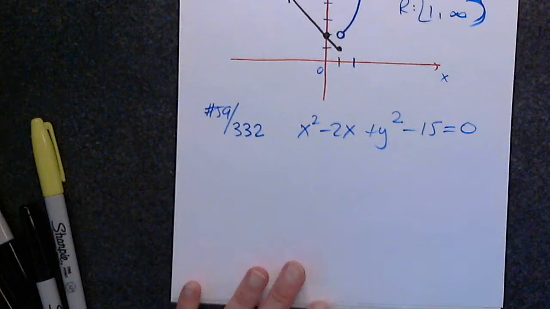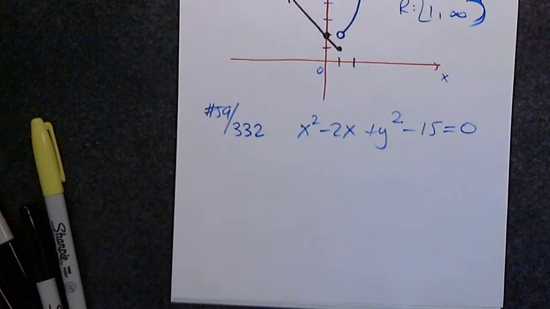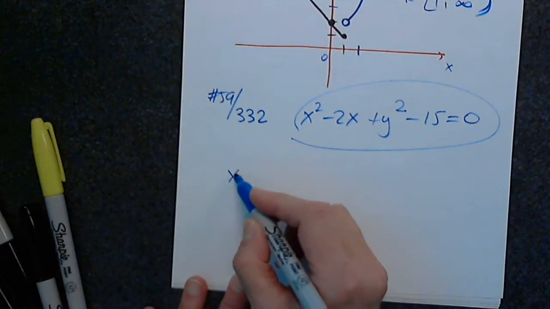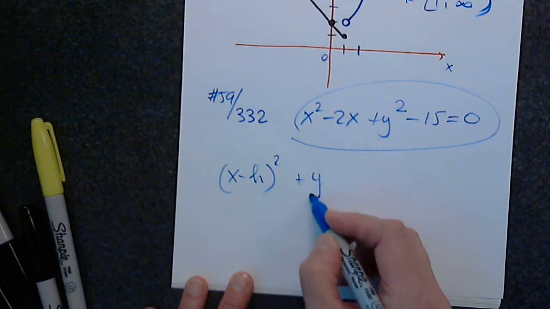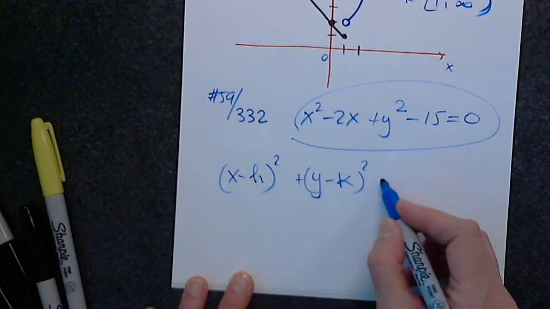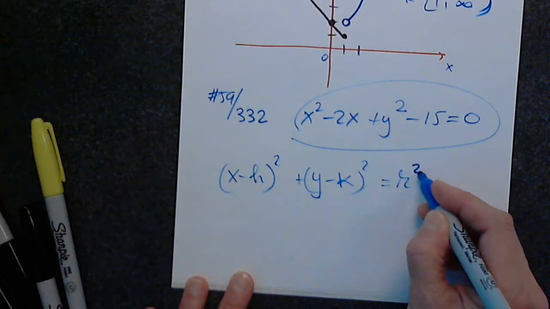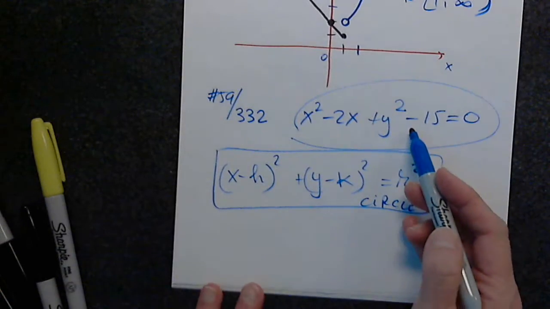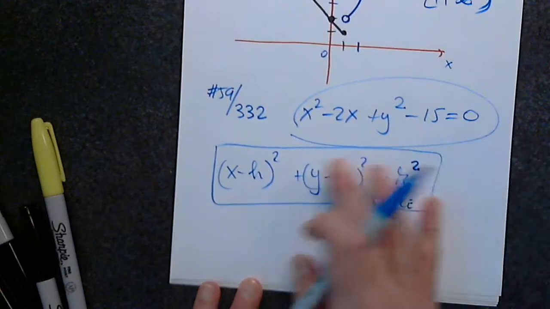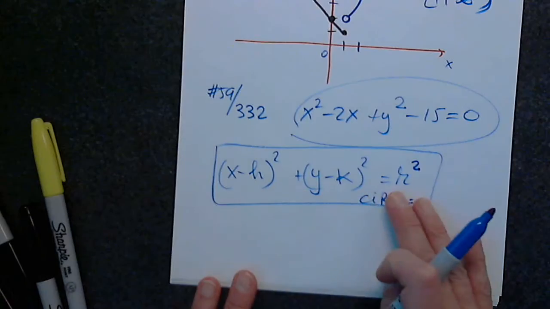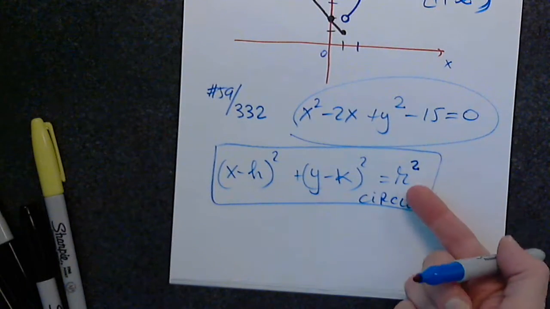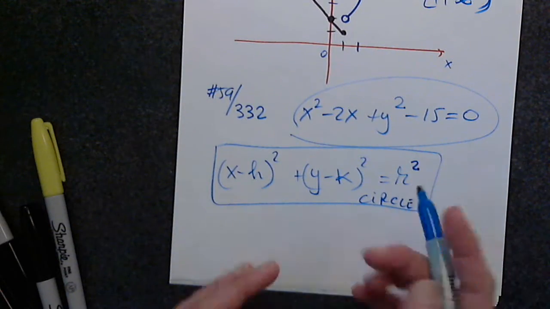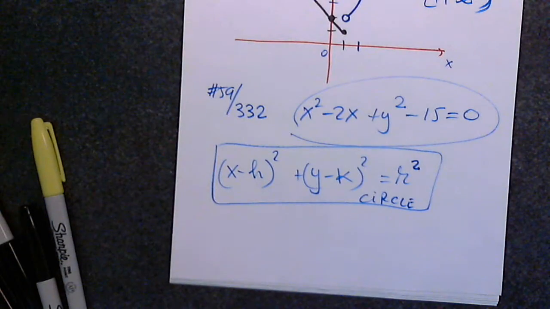So 59 on page 332. We're asked, is this a circle? I have no clue. If I can present this equation like x minus a number squared plus y minus a number squared equals a positive number, then I will say yes, because this is the equation of a circle. If I cannot complete the square and present it like this, or the right-hand side is 0 or -5, I'll say no way, this is not a circle.